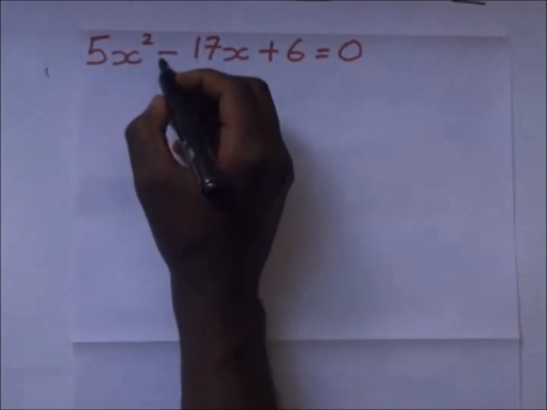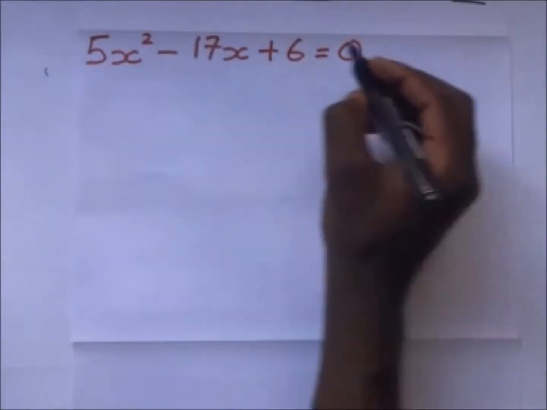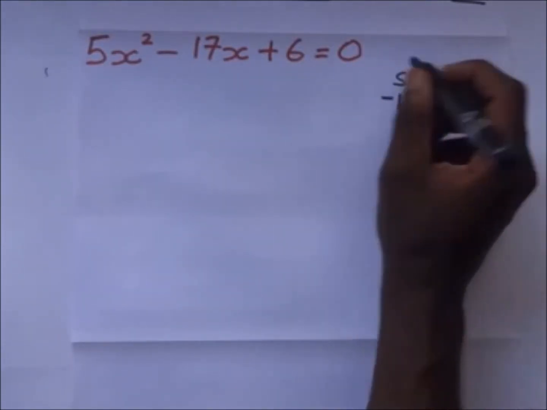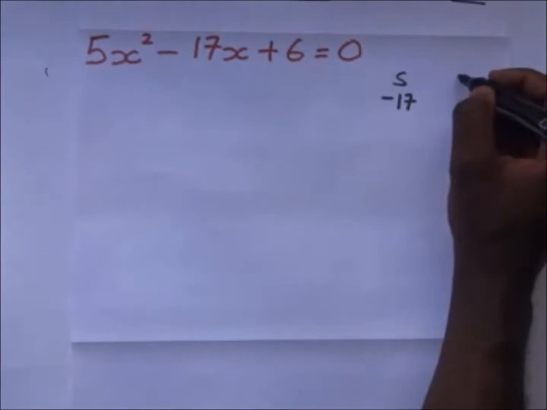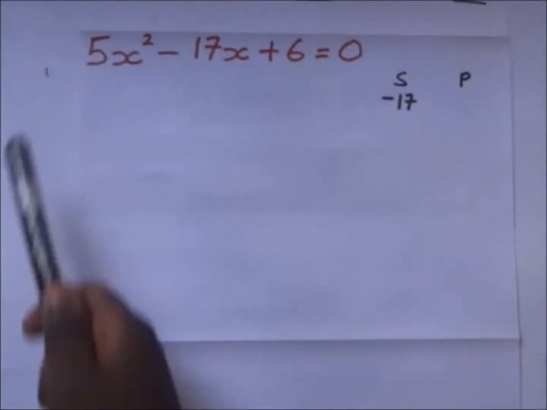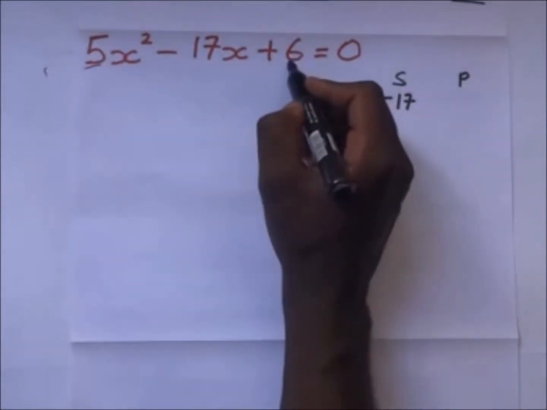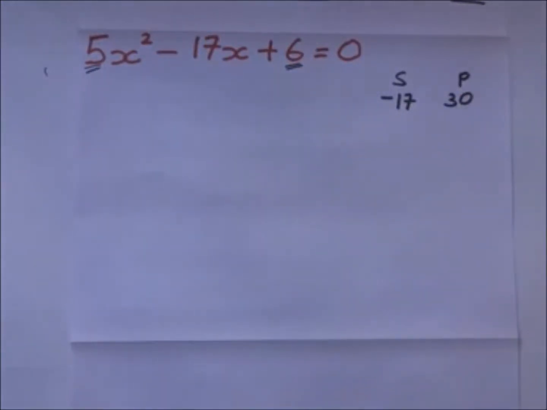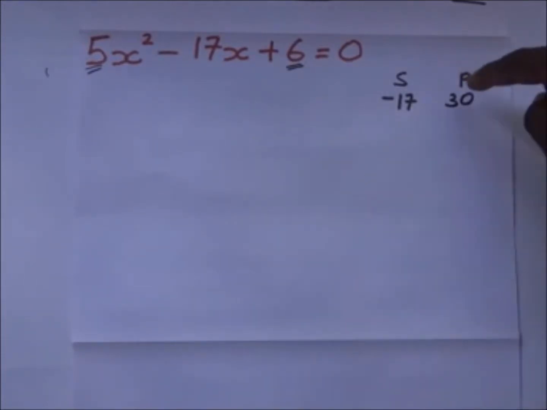Those two numbers are supposed to give us a sum of negative 17. That is, when we add those two numbers, we're supposed to get a sum of negative 17. And when we multiply those two numbers, they're supposed to give us a product of 6 times 5, and we know that 6 times 5 is 30. So where are those two numbers going to come from? Again, those two numbers are going to come from the factors of 30. So let's evaluate the factors of 30.